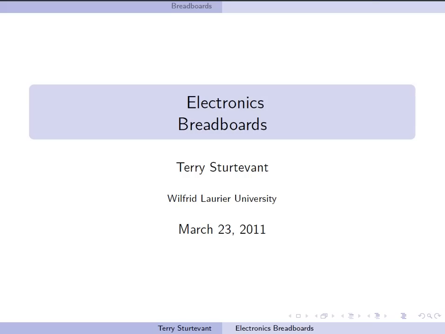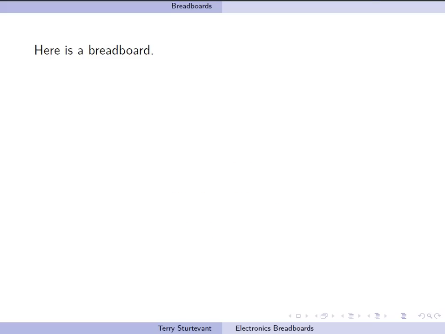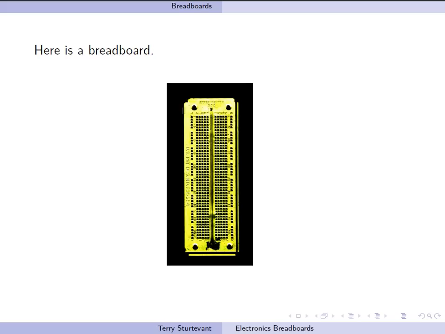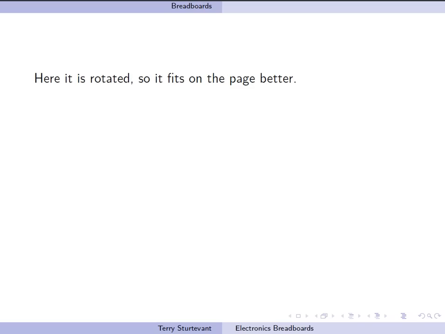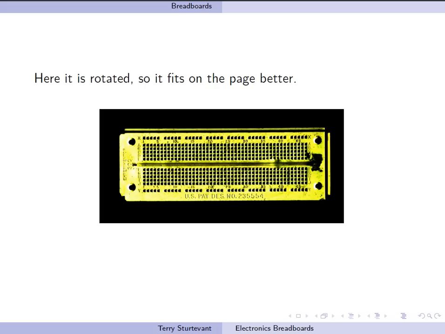This is an introduction to breadboards. What a typical breadboard looks like. If we want to make it fit a little better on this page, then we can turn it sideways.